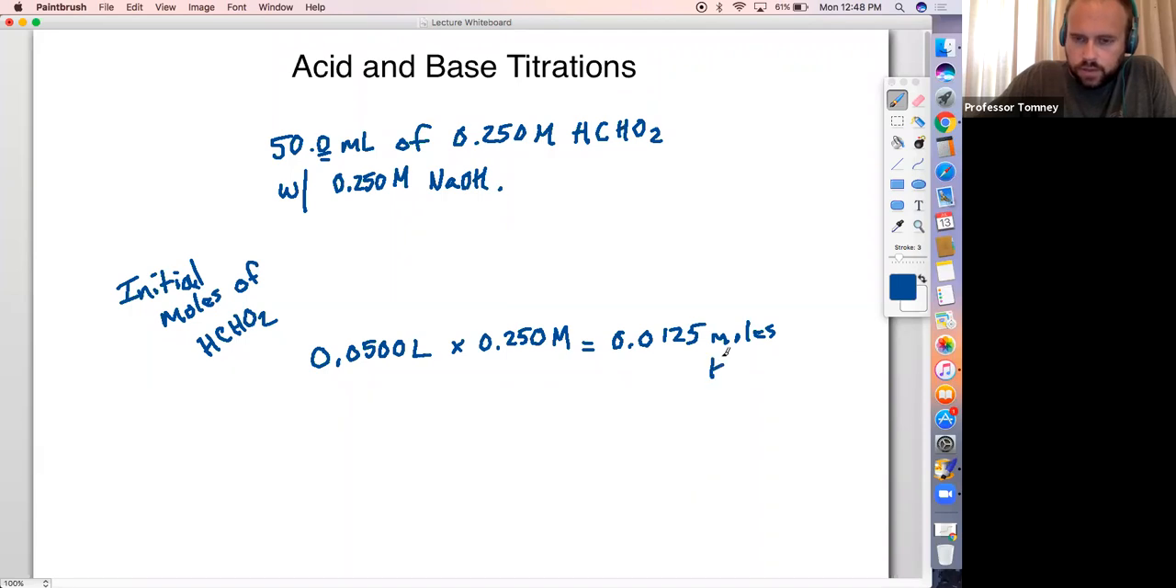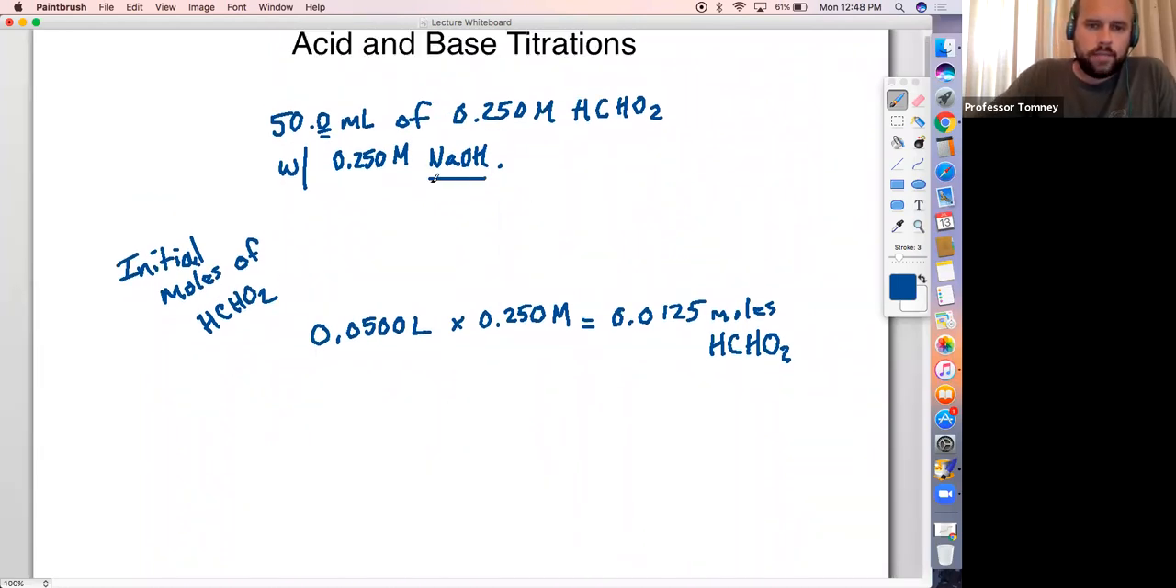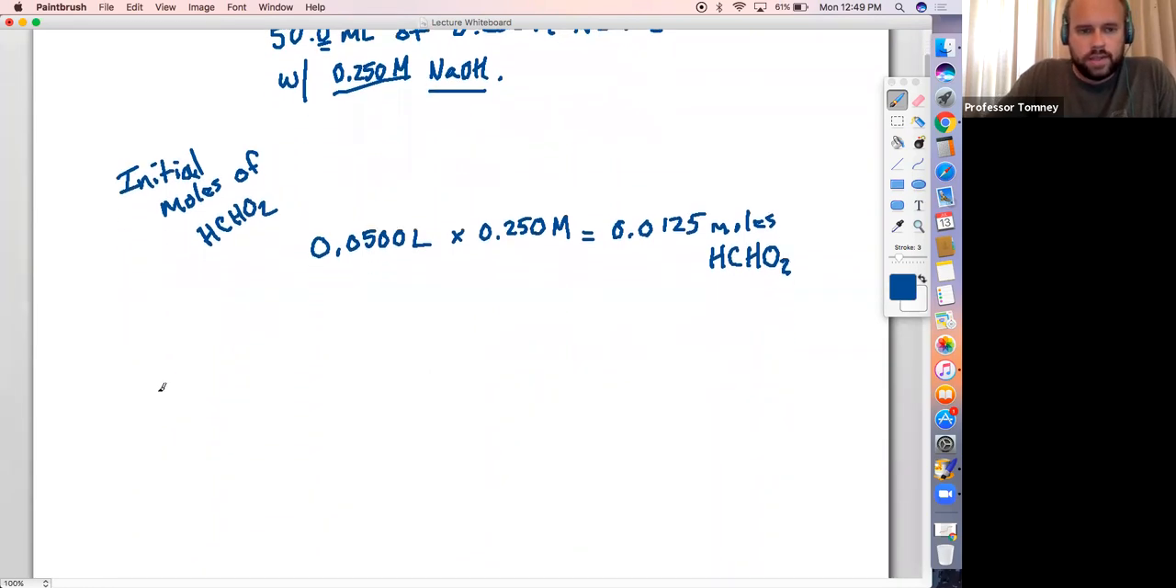So nothing too difficult here. This is definitely Chem 111. You should be able to take molarity and convert into moles, use liters, go back and forth. All right, so here's the next question that I have. I know I'm working with sodium hydroxide, and I know that it has a concentration of 0.250. So what I'd like to know at this point is, when will I hit the equivalence point?